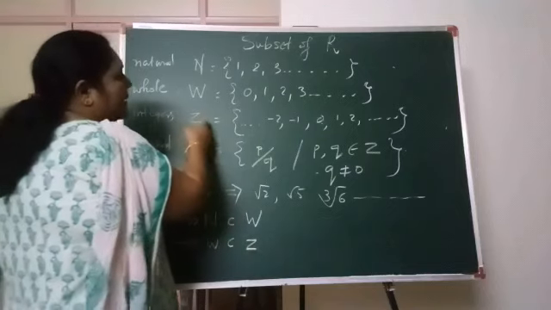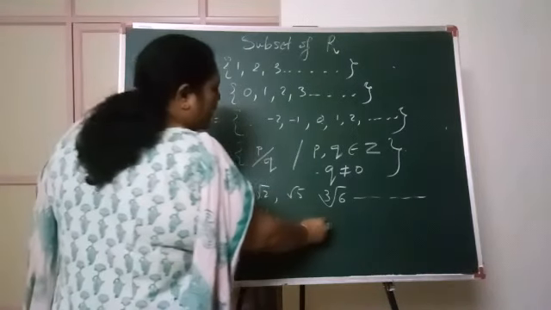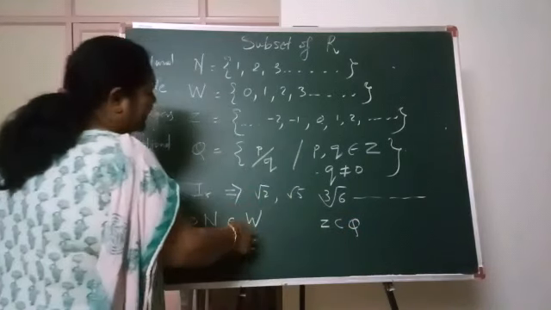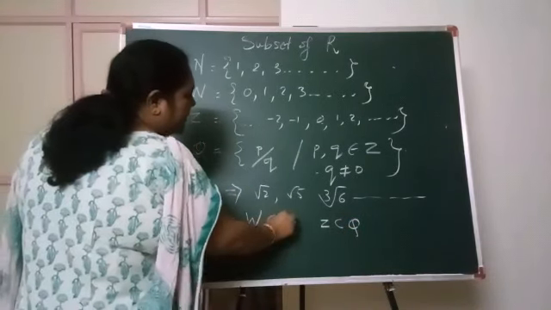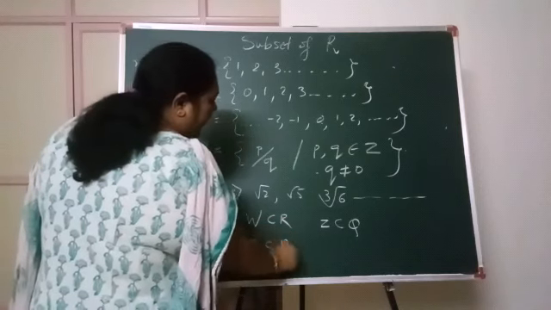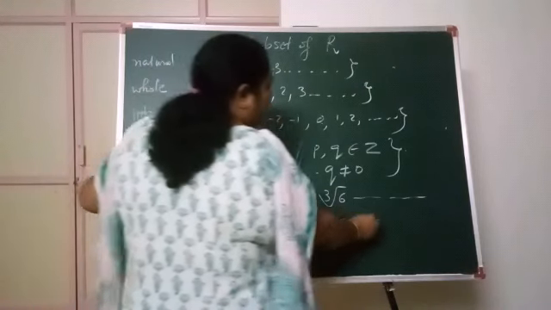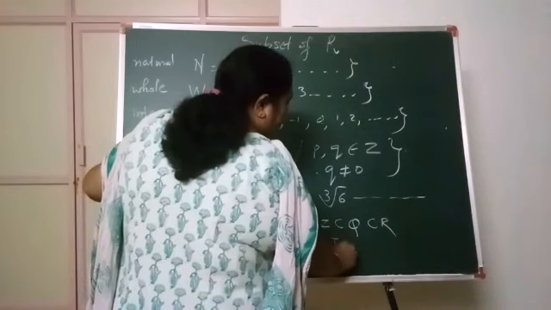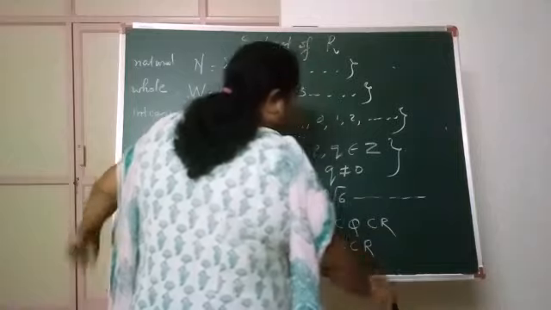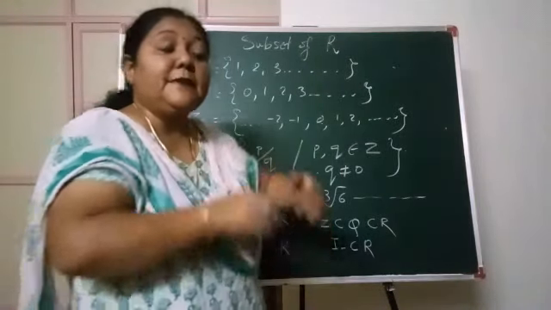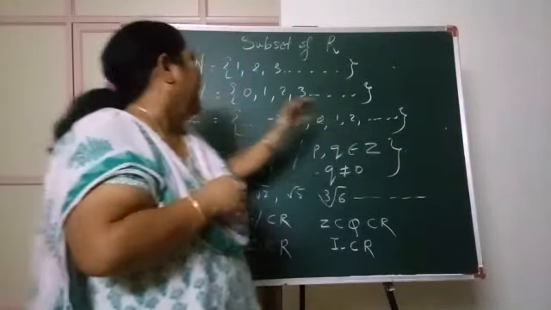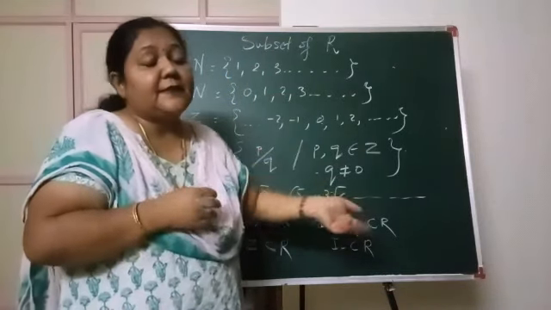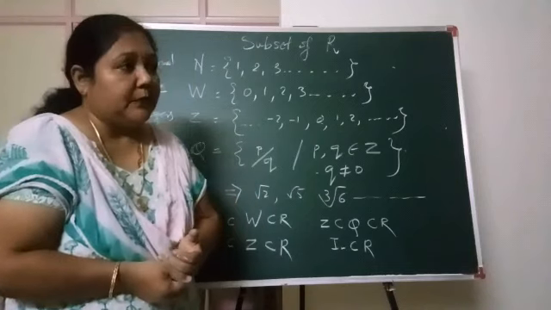Then you can say Z is a subset of Q. And all these are also subsets of real numbers. This is a subset of real numbers. It is also a subset of real numbers. Then it is also a subset of real numbers. I can say irrational numbers are also subsets of real numbers. Real numbers is the whole number line. Any possible set which you discuss over here is going to be a subset of the real numbers.